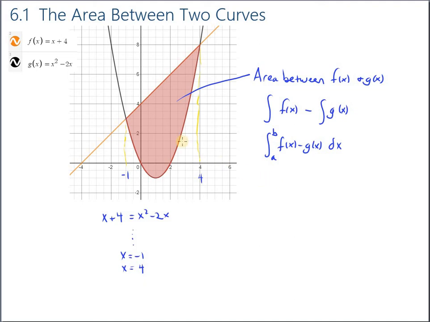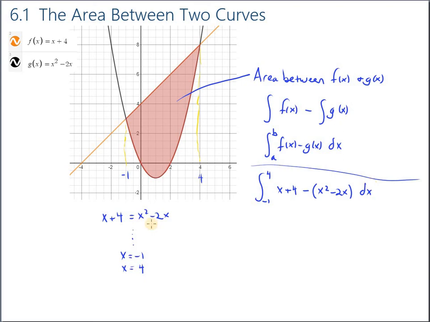So for our particular red shaded area here that we want to find, we will be looking at the integral from -1 to 4 of the upper curve, which is the line. So that'll be x plus 4 minus the lower curve, which is the quadratic, and we do want to be careful to subtract the whole quadratic, so put parentheses: x squared minus 2x, close the parentheses and put a dx on the end. And in a way, that's the hard part, right? The integral is set up.